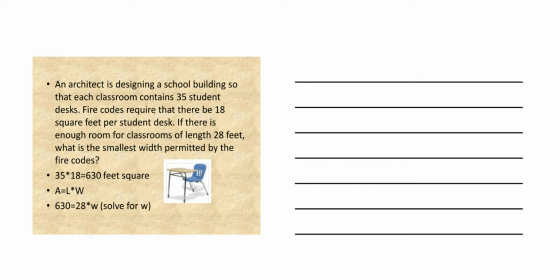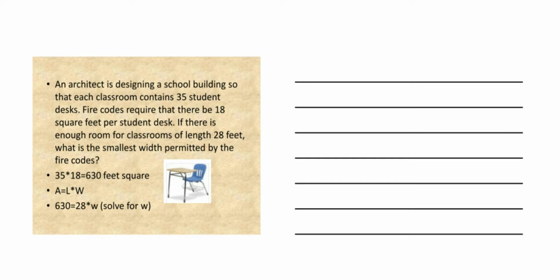If there's enough room for classroom of length of 28 feet. So the classroom is 28 feet long. What is the smallest width permitted by fire codes? So it looks like we're looking for the width. And down below we have a reference or a concept on how to come up with our values. Okay, well let's start with the general shape.